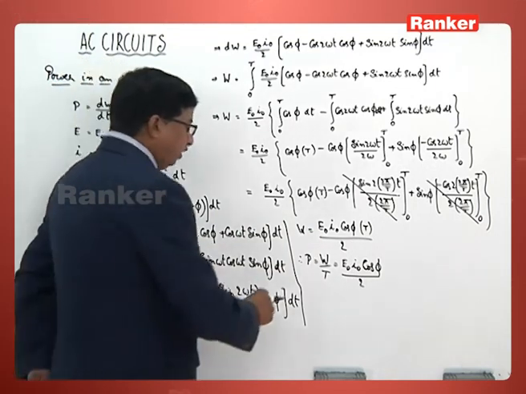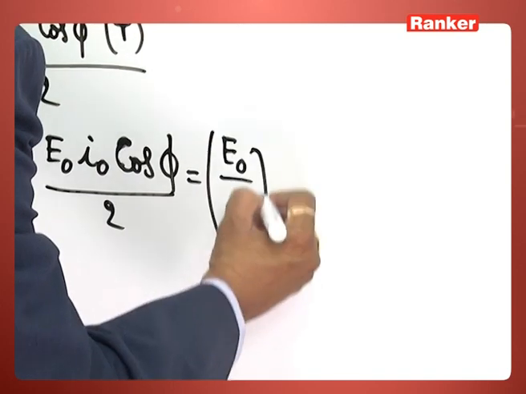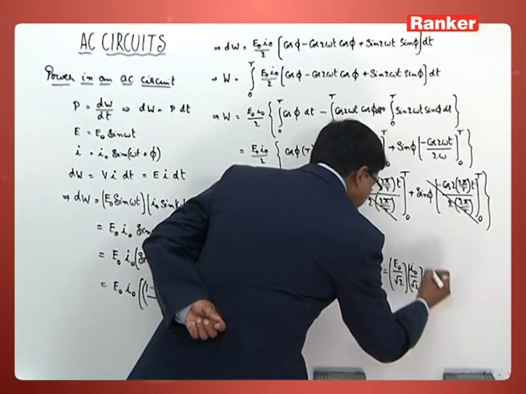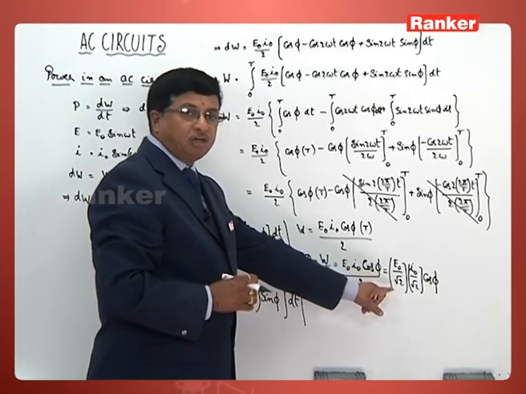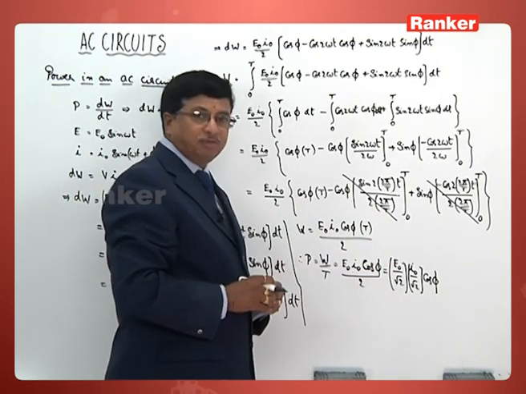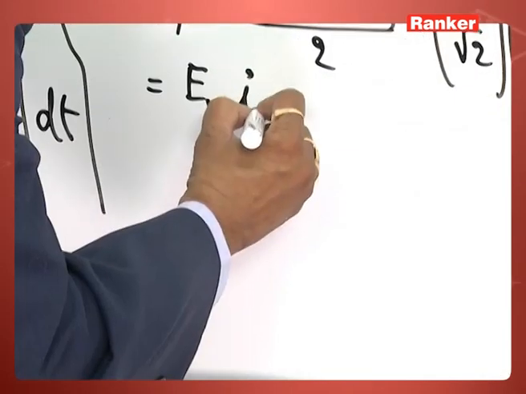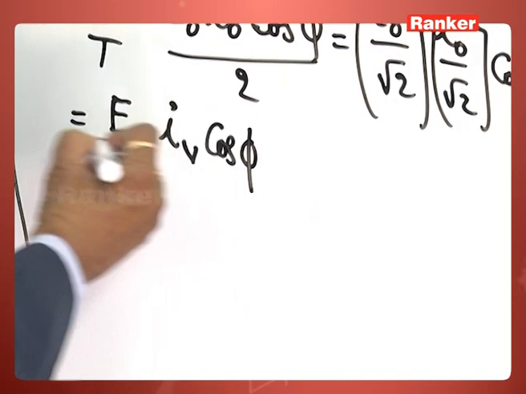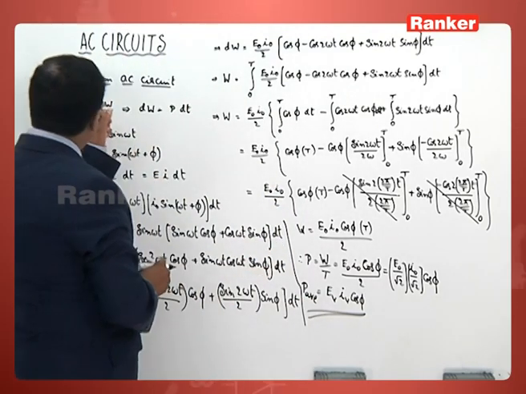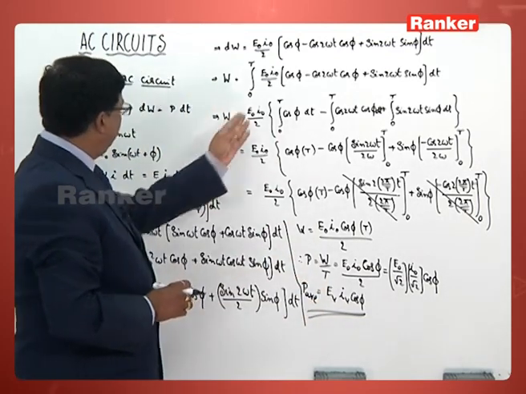Same equation, we can even rewrite it like this: E naught by root 2 into I naught by root 2 into cos phi. One can straight away understand E naught by root 2 is ERMS. I naught by root 2 is IRMS. So what can we write now? This is E virtual into I virtual into cos phi. This power, we call it as average power in any AC circuit. So the average power value we now have derived.